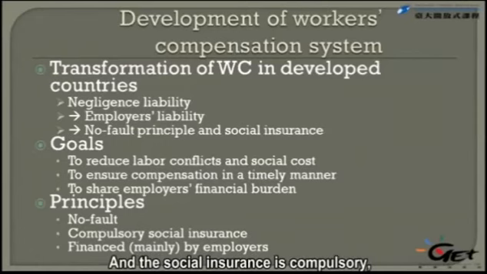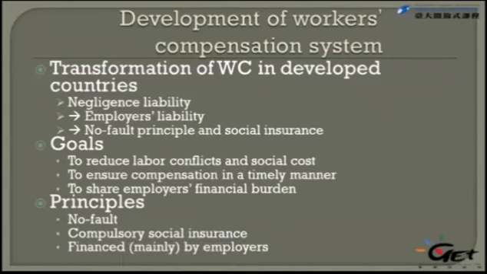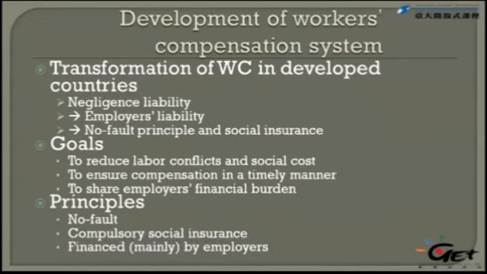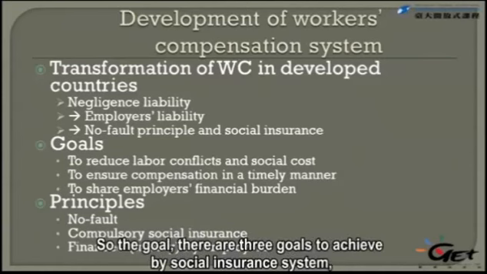And the social insurance is compulsory. So every worker has to be insured by their employer. And the cost of the insurance is borne by the employer, because we think that it is the responsibility of the employer to protect workers. So 100% of the premium is paid by the employer. Okay. There are 3 goals to achieve by the social insurance system.